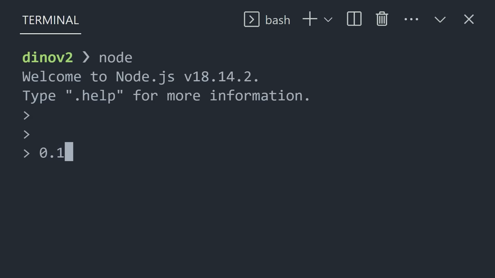Go ahead and execute 0.1 plus 0.2 in your favorite programming language. The result should be 0.30000000004. How could a computer make such a silly mistake?